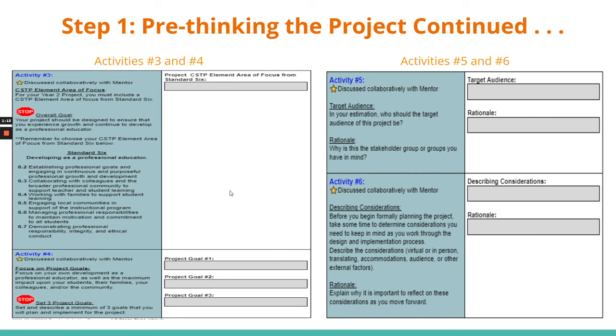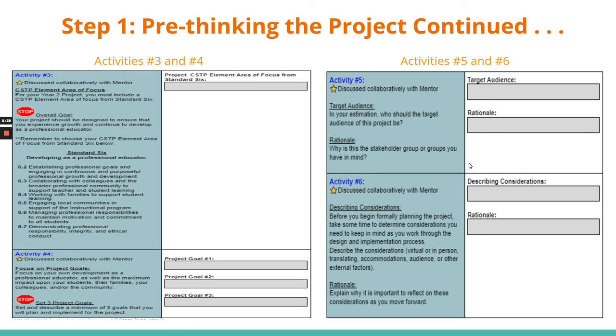And then in activity 4, describe 3 goals that you have for your project. These are your goals based on what you would like to achieve by designing this project for that particular stakeholder group. In activities 5 and 6, in 5, you are going to describe the stakeholder group or the target audience that you have in mind. Remember, this could be your students, a wider pool of students, parents, colleagues, the community, and then explain your rationale for selecting this particular target audience.